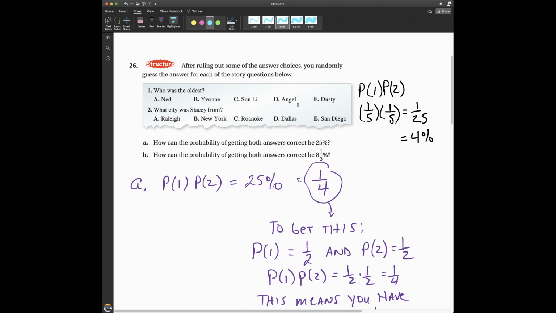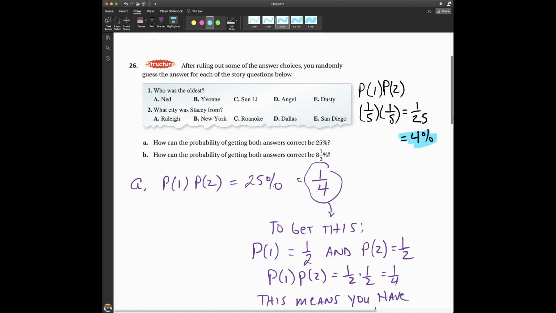So these events, answering each question, are independent of each other. What you answer for one question, let's say I choose C, has no effect on what the answer to question 2 is. So these are independent. So that probability would be 4%. You have a 4% chance of guessing these, 1 out of 25, 4% chance of guessing the right answer. I'm not saying these are the right answers, I'm just using that as an example.